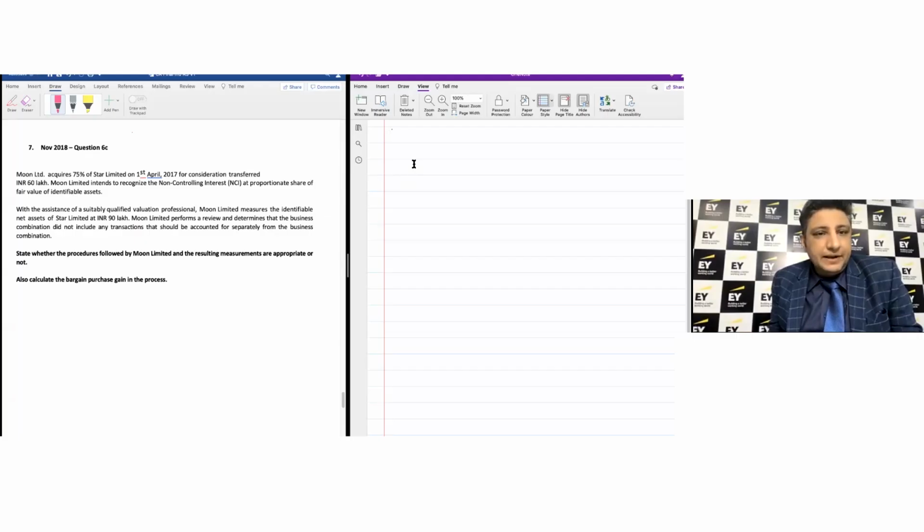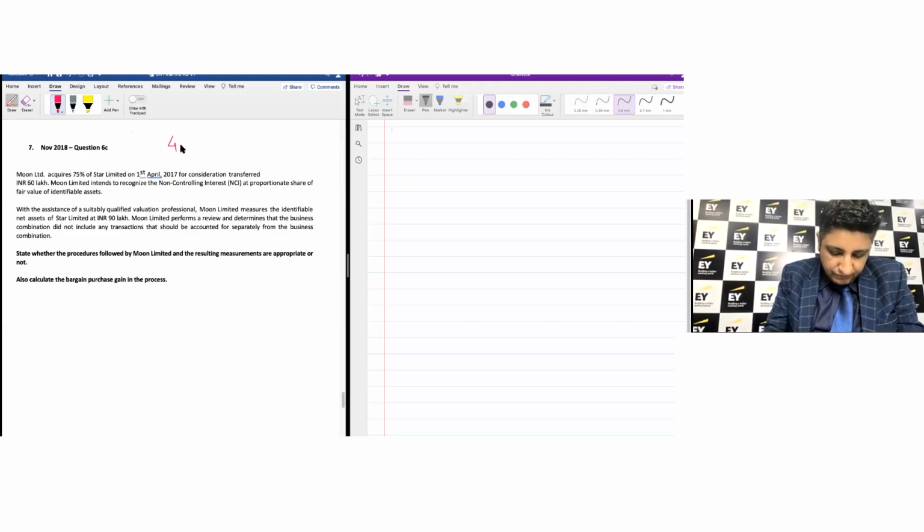Hi everyone. We're looking at this question, which is from the November 2018 examination. It's question number 4C, and this was of 4 marks in that examination, right? So we don't want to spend a lot of time, and of course, in 4 marks, you don't expect the examiner to be expecting you to write a lot of stuff, right? 4 marks would mean probably 6 to 7 minutes, not more than that. Okay, so let's read this question.